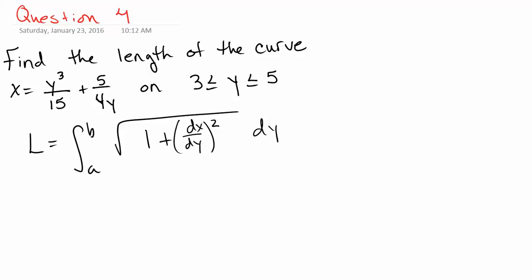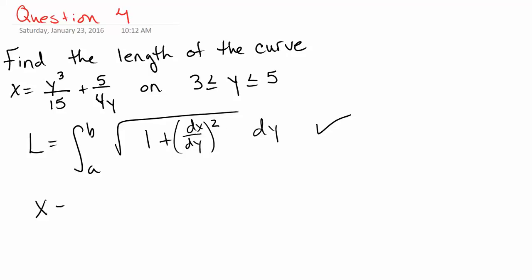Okay, on this problem, you're asked to find the length of the curve x equals y cubed over 15 plus 5 over 4y on the interval from 3 to 5. Now, from this section, you learned that the arc length of a curve can be found using this formula: the integral from a to b, square root of 1 plus the derivative of your function with respect to your variable. So in this case, it's going to be dx dy. You're going to square that, and then with respect to y.